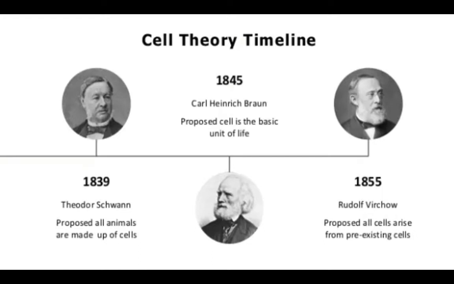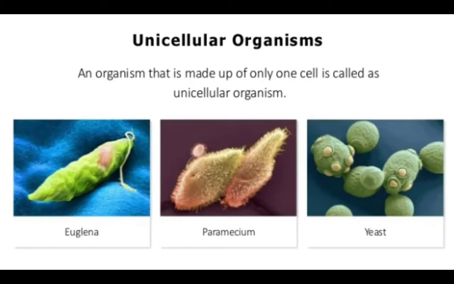Our next slide is about unicellular organisms. So what is a unicellular organism? I told you that our first half an hour is spent with only one cell, and in that first half an hour we are known as unicellular organisms. An organism that is made up of only one cell is called a unicellular organism. You can write examples like Euglena, Paramecium and yeast. These are common examples of this.